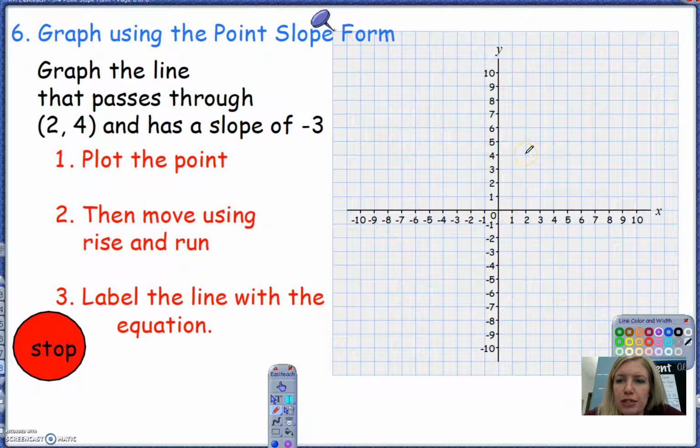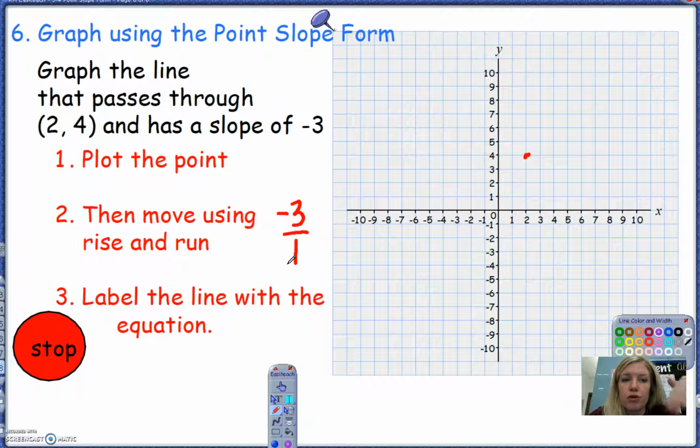And yes, you should sketch this in your notebook. You should make a graph. You don't have to number it because you should know that you're going by ones. Plot the point 2, 4, and then has a slope of -3. You need to know that -3, if you write that as a fraction, is -3 over 1.